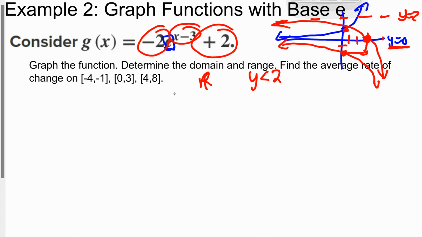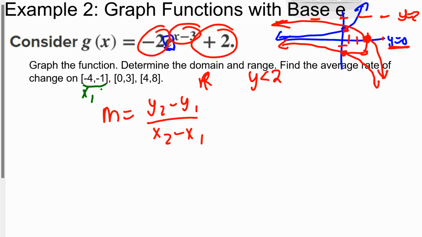And then average rate of change. What they mean by that is basically find a slope, which is y2 minus y1 over x2 minus x1. It's just the difference of y's over the difference of x's. What they give you here is actually two x values. This is x1, this is x2. This is another x1, x2. This is another x1, another x2. So these are actually your x's.